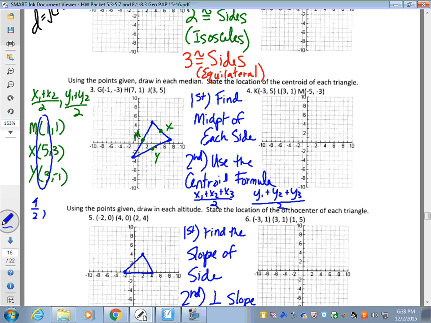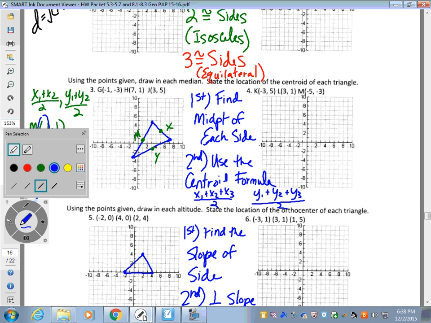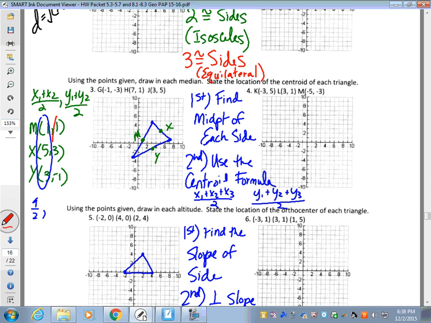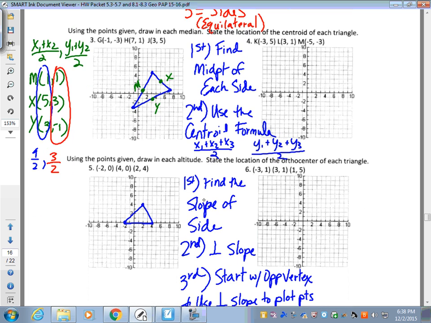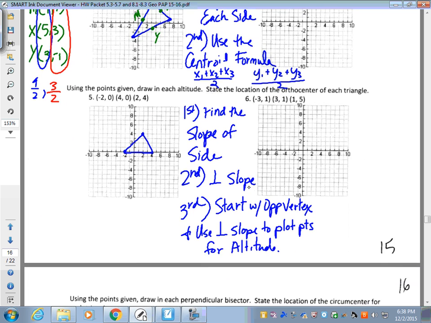And then add up all my y's here. That's going to be 2 and 1. Right? Yeah. So that would be 3 over 2. Okay, so just add up. Find your midpoints first, then use your centroid formula. You can get fractions or decimals.